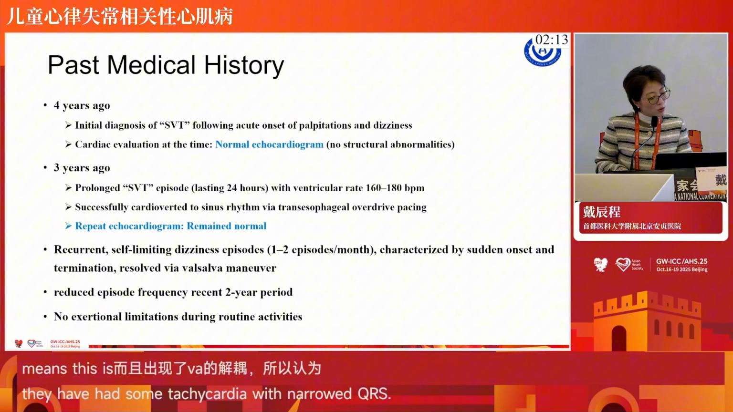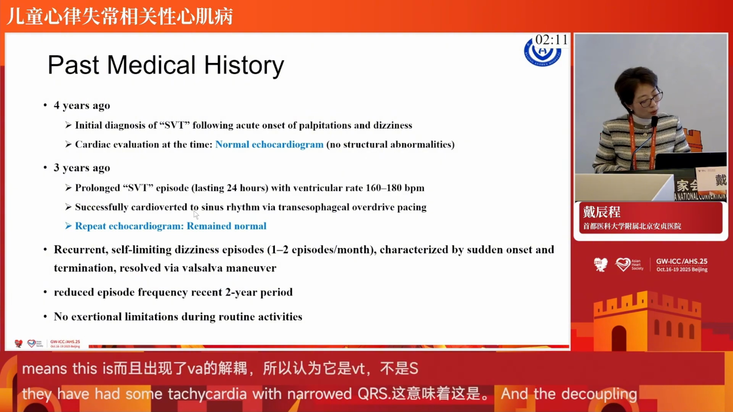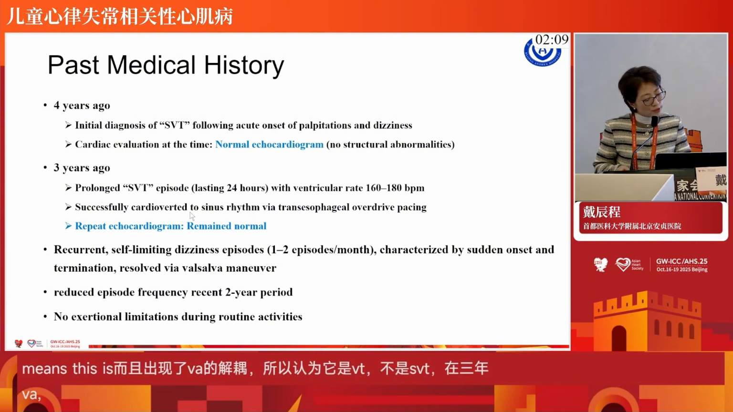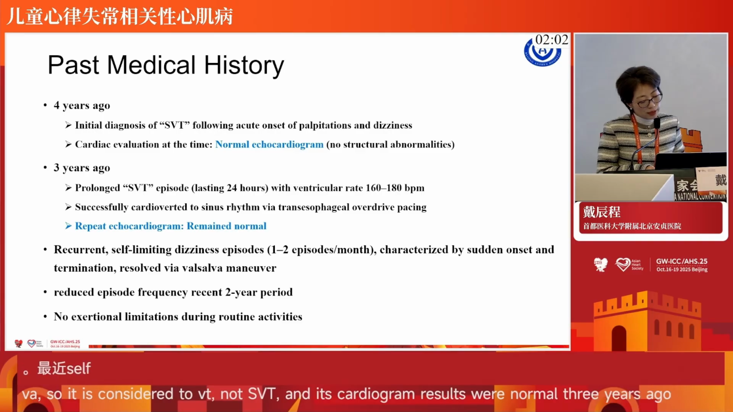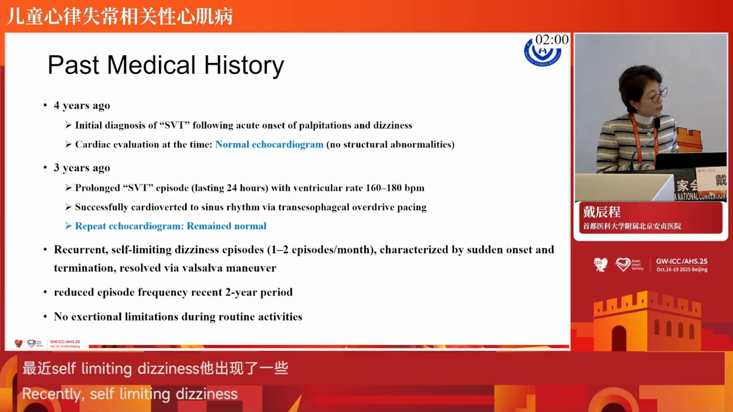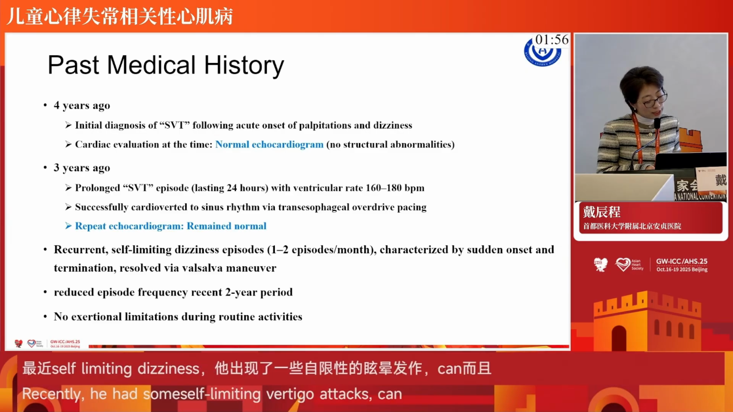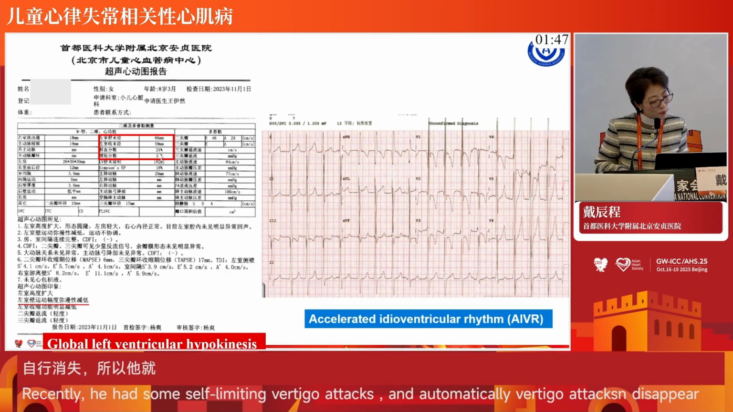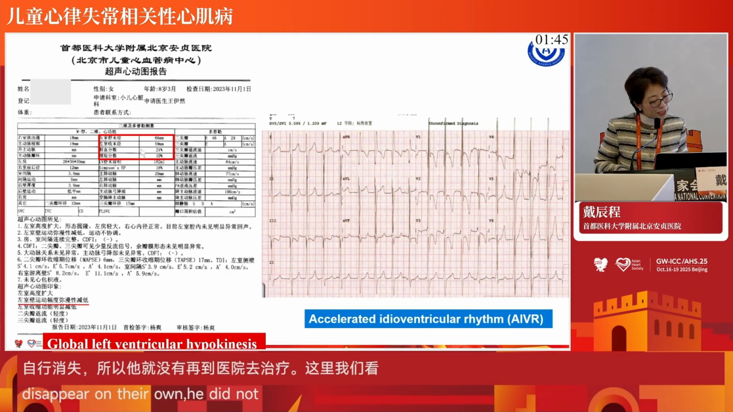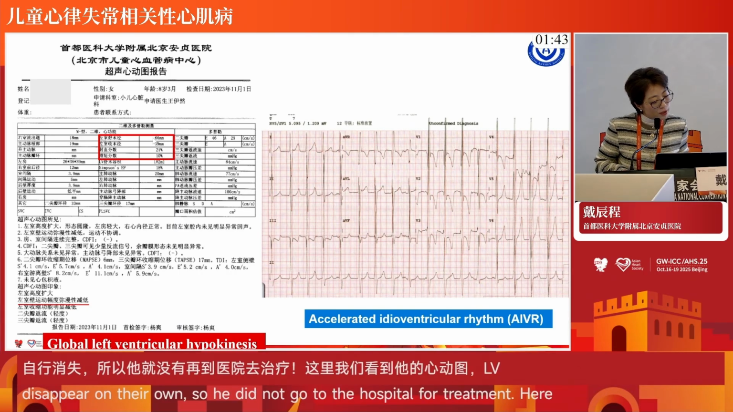3 years ago, the echo was also normal. And recently, she suffered from some self-limiting dizziness episodes, and they could be terminated automatically. So she didn't go to the hospital. You can see the echo, LVEF 21% and LVEDD 66 millimeter.